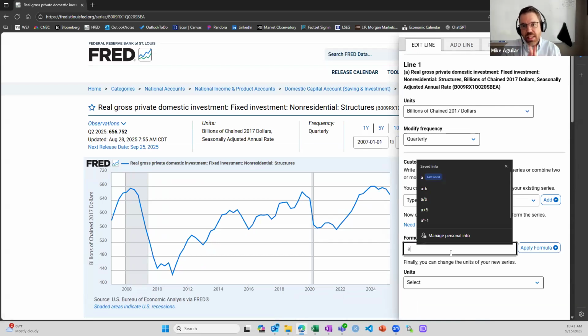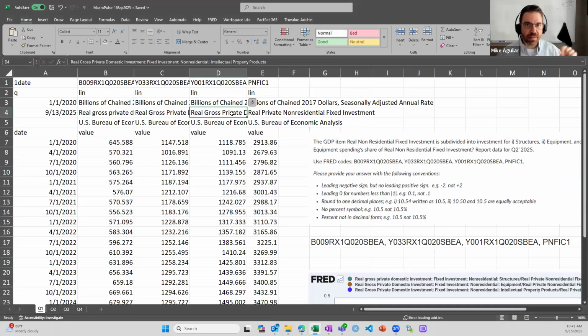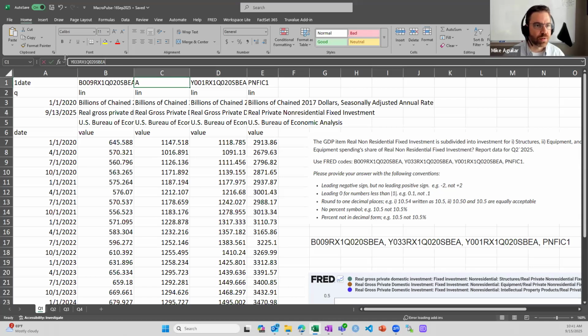So I need to take this divided by something. I need to divide it by the total. So how do I know what the total is? Well, if you did this in the Excel add-in, you would know. But if you did an Excel add-in, you would need to do this on FRED anyway. So that's a little bit of a yarn.